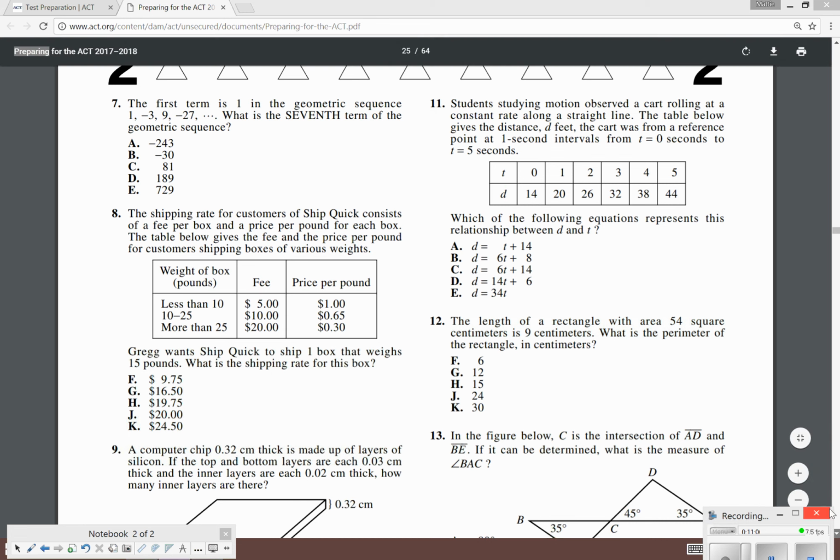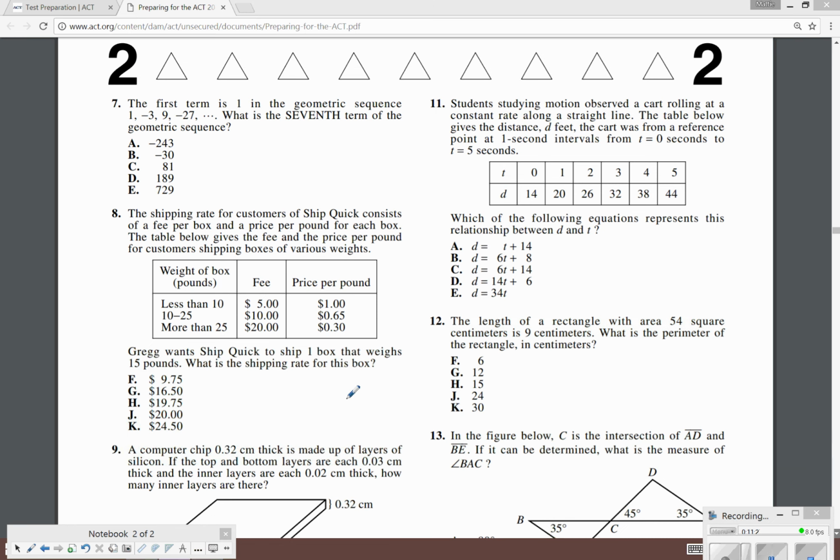Looking at number 8, it says the shipping rate for customers of ShipQuick consists of a fee per box and a price per pound for each box. The table below gives the fee and the price per pound for customers shipping boxes of various weights. Greg wants ShipQuick to ship 1 box that weighs 15 pounds. What is the shipping rate for this box? So if we look at the table, here's the weight in pounds. We want 15 pounds, which is in this 10 to 25. It's going to be a $10 fee plus 65 cents per pound.